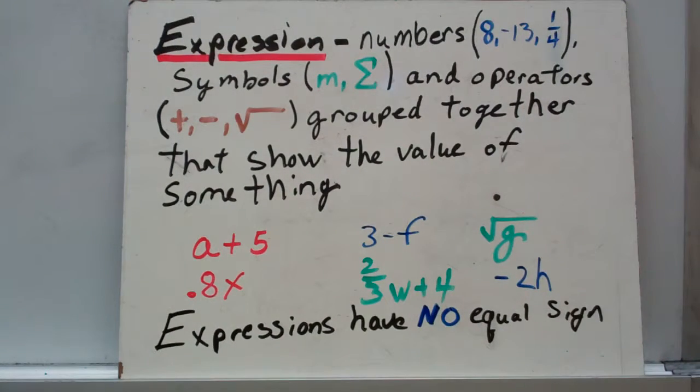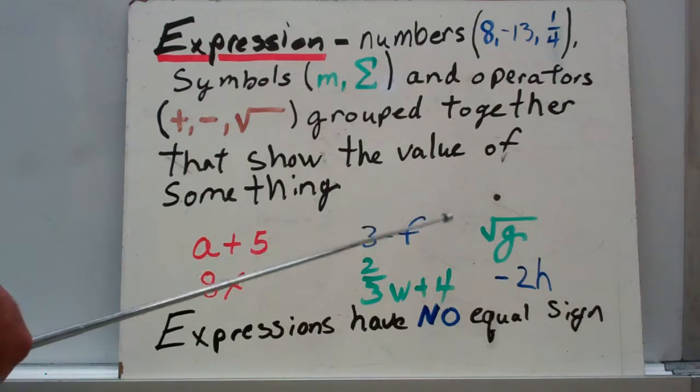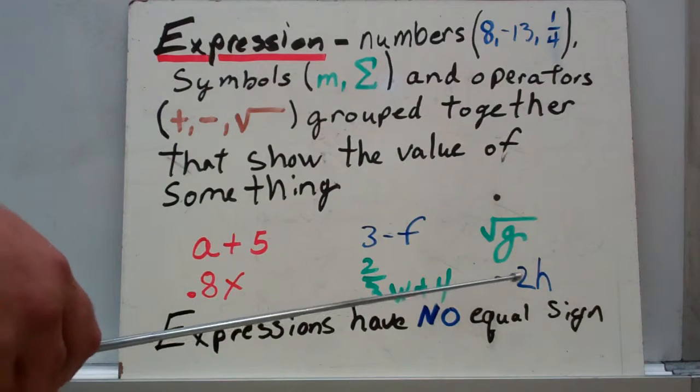An expression includes numbers such as 8, -13, 1/4, symbols such as the variable letter m here or the sign sigma, and operators such as adding, subtracting, finding the square root, that when grouped together show the value of something. And I put some examples of some expressions down here. We have a plus 5, 0.8x, 3 minus f, 2/3 w plus 4, the square root of g, and -2h.